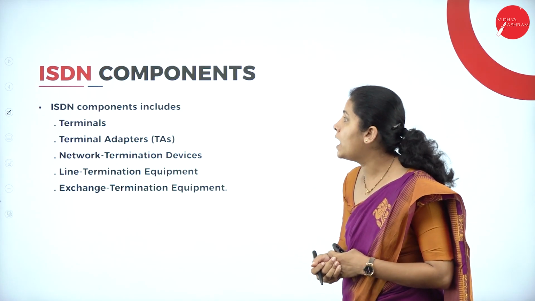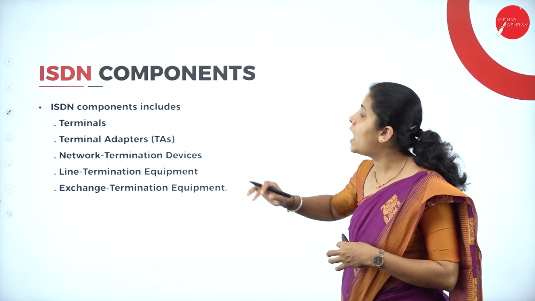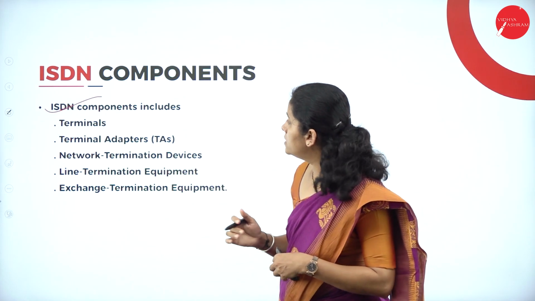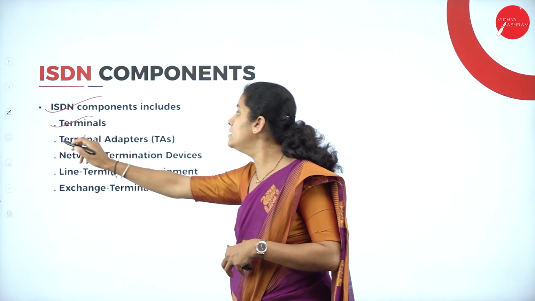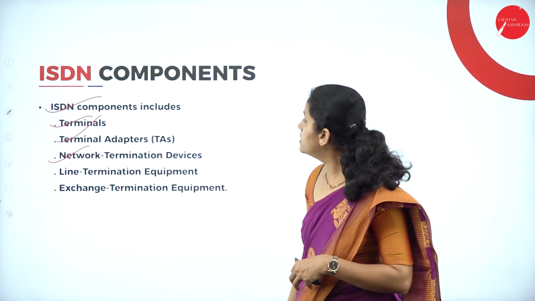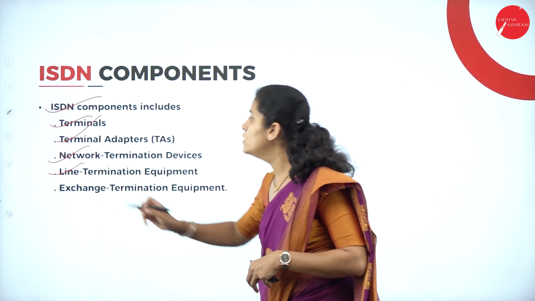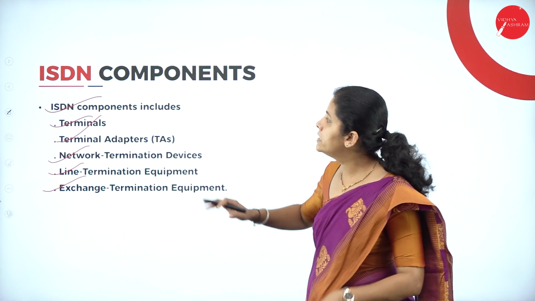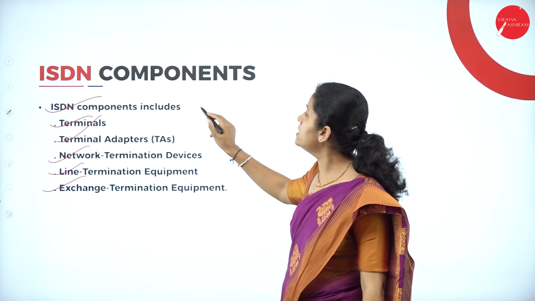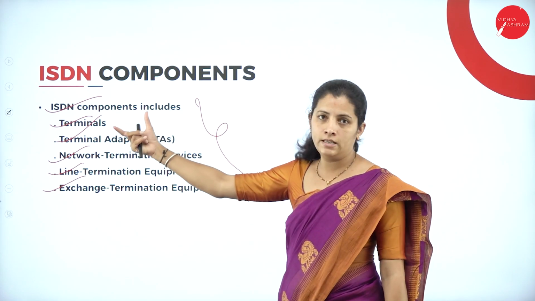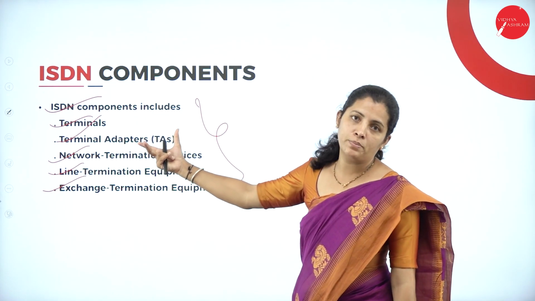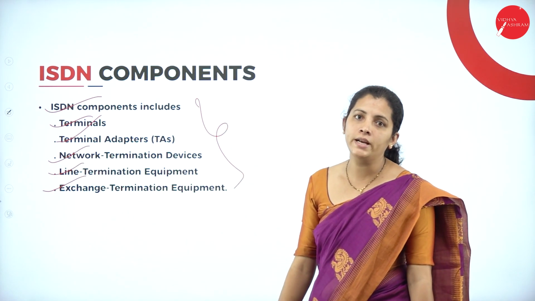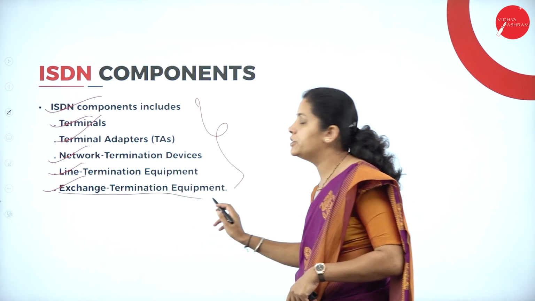Moving further, we are going to have components of ISDN. That means how the ISDN is built. So here the components of ISDN include terminals, then terminal adapter, then network termination devices, then line termination equipment, and exchange termination equipment. That means ISDN is made using these components, that is terminals, that is computer systems, as well as terminal adapters, network termination devices, line termination equipment, and exchange termination equipment.